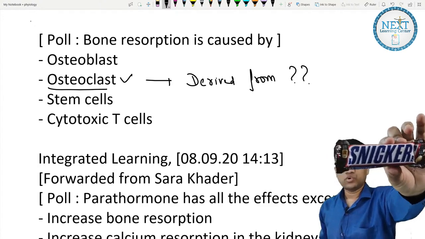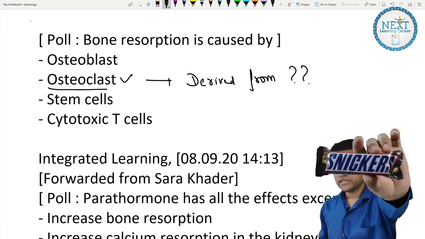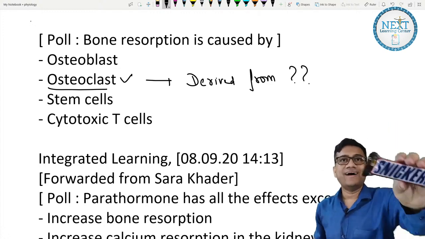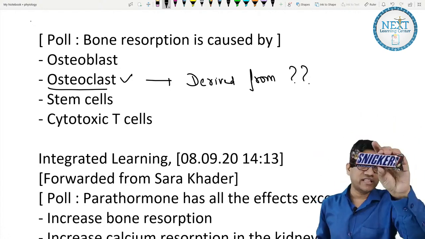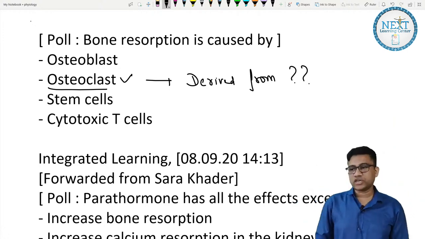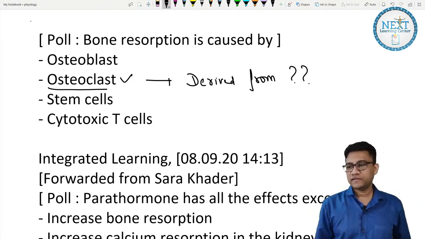Yes, osteoclasts are causing the bone resorption. They cut the bone. The question is, what are they derived from? Very good. Clasts cut the bone. Which cell are they derived from? Anyone? Chocolate question. Yes, it is B, obviously.